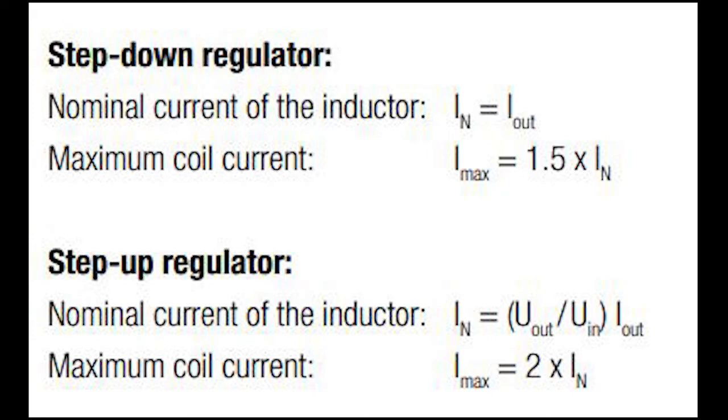For a step-up regulator, the nominal current of the inductor is equal to that of the output voltage divided by the input voltage and then multiplied by the output current. The maximum coil current equals 2 times that nominal current of the inductor.